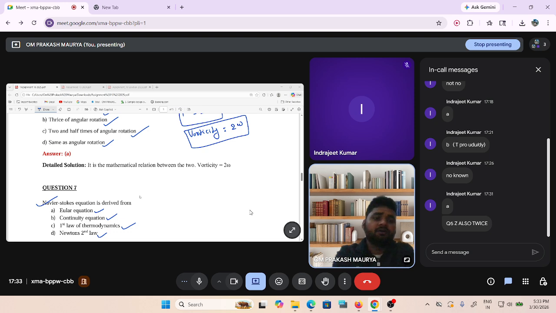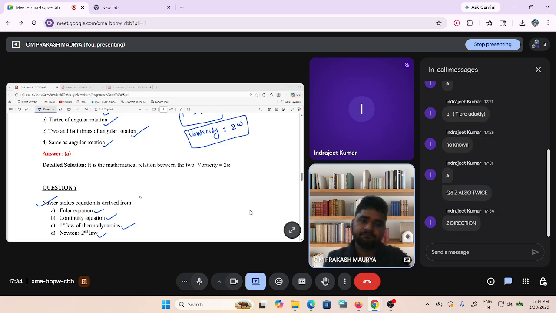Question 5, Z also twice. Okay, what is Z here? I am not able to understand Z. Z direction, yes, yes. Actually, this is applicable for all: X direction, Y direction, Z direction, every direction.